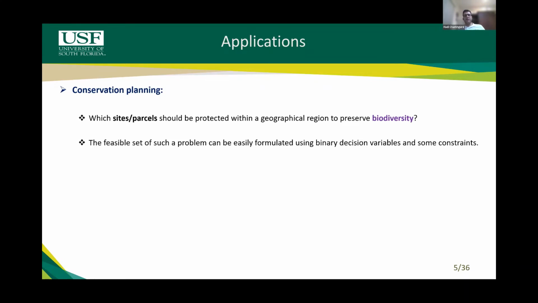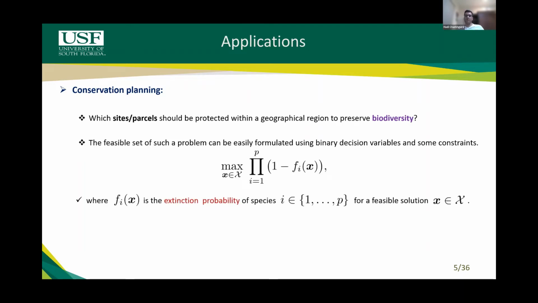Now the main issue is that preserving biodiversity is a vague goal. So what does it mean to preserve biodiversity? One typical challenge is to define this goal, and there are multiple ways. One of the ways to define preserving biodiversity is through multiplicative programming.